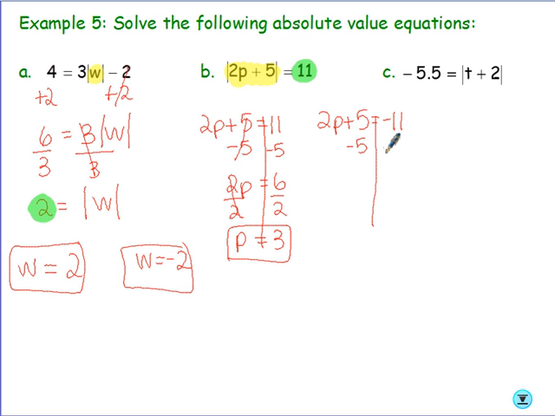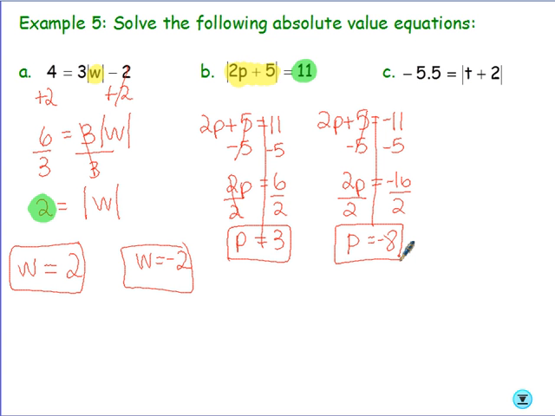Subtract 5 again from both sides. I get 2p equals negative 16. Divide both sides by 2. I get p equals negative 8. That's my second answer. That problem is done.